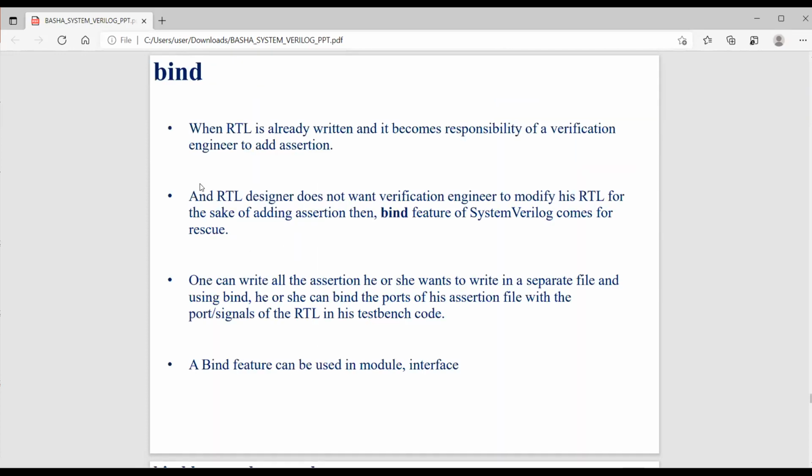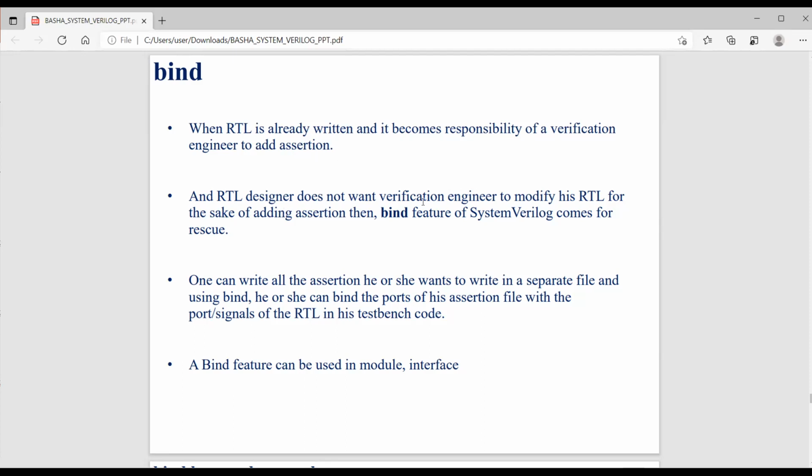We have a bind keyword. It means we'll be writing our assertions in a separate module, in a separate file. So how to add that file into your design? In order to add that file, you can use this bind keyword. When RTL is already written and it becomes the responsibility of a verification engineer to add assertions, we will only write assertions.